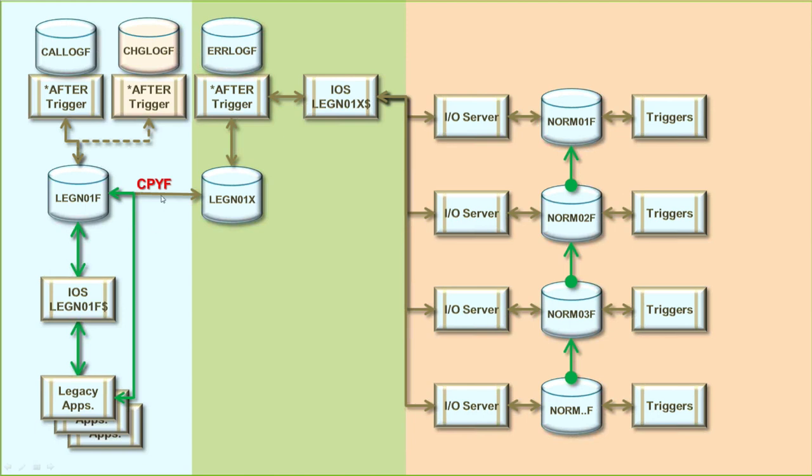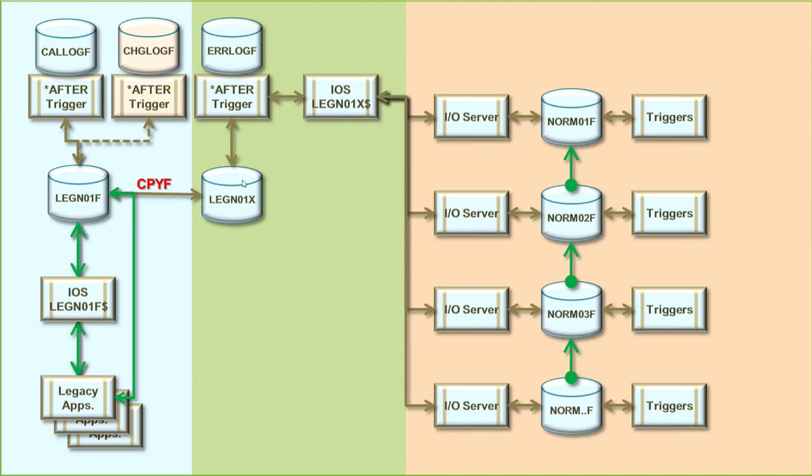I get my test data by using the copy file statement on leg NO1F, and I copy records into leg NO1X. Still no impact on leg NO1F. I can copy one record, which of course will be inserted into this record.